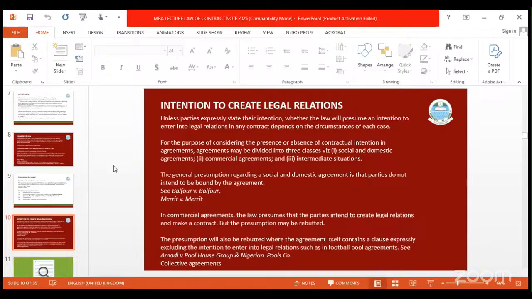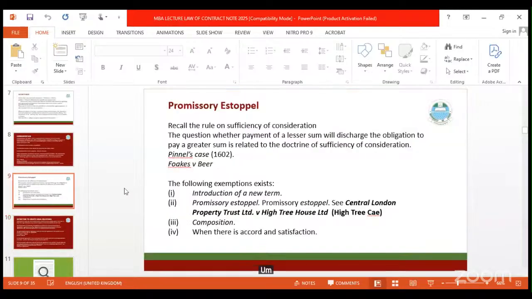Any question before I move to the intention to create legal relationship? Hello, sir, I have a question. Yes, go ahead. So it's on that promissory estoppel. The promise, does it have to be in writing or can it be oral? It can be oral. Yes. What about if the other party denies that he made such a promise?